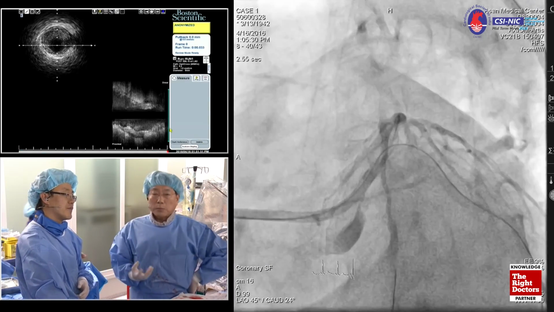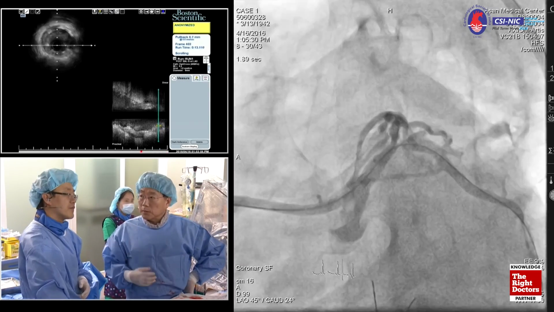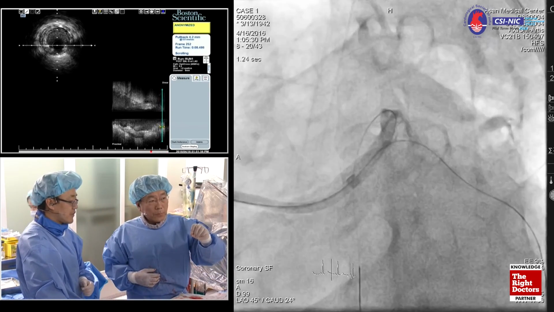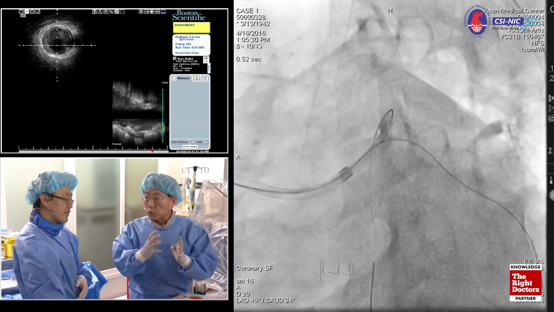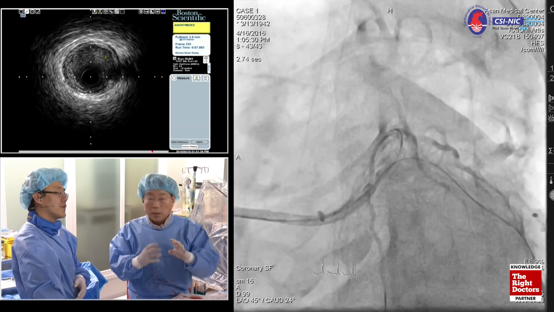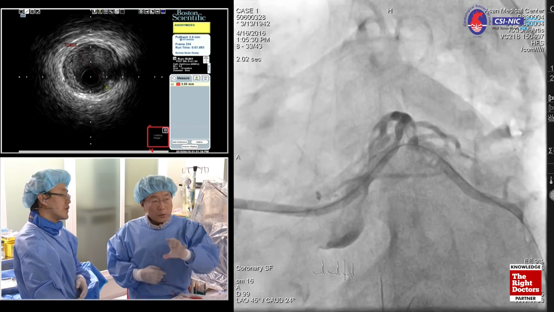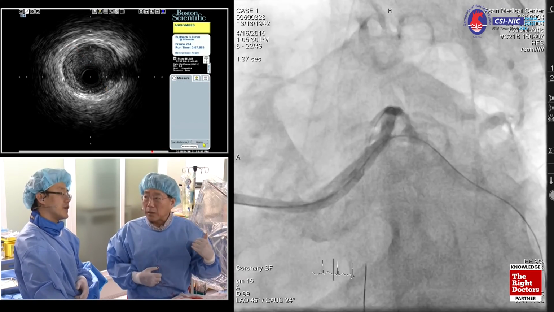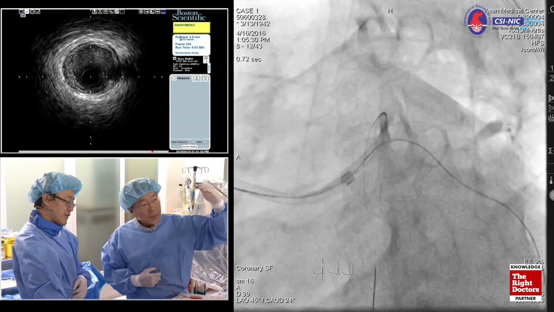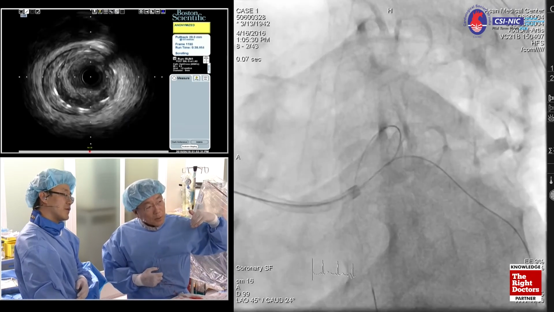So depending on our findings, I think it's quite clear. We're going to use a 3.0 size short drug-eluting stent for the circumflex ostium. In terms of technique, the TAP technique is easier to perform. And the LAD side, what do you think?